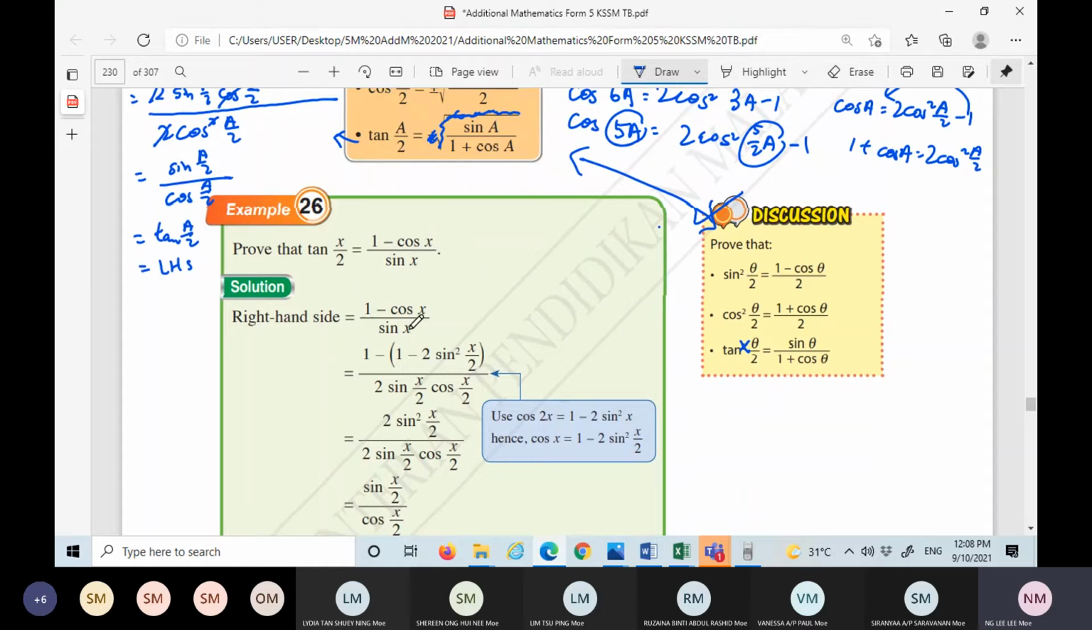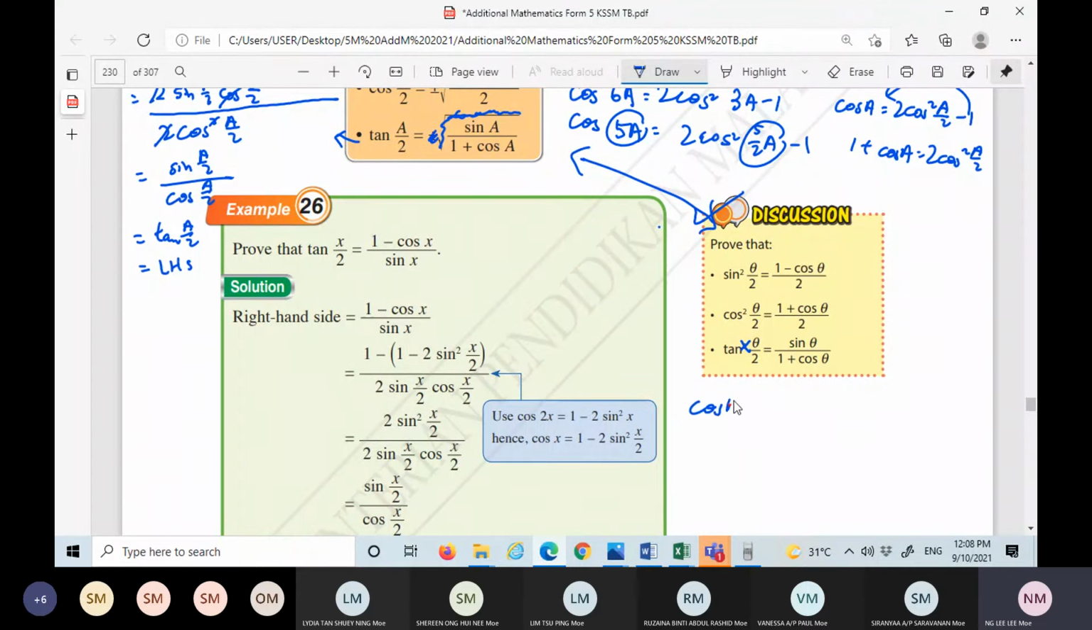So you see, we start from this side, the right hand side, which is more complicated. Sine x is 2 sine x over 2 cos x over 2, same like mine just now. Then 1 minus cos, just now it was 1 plus cos. So for 1 minus cos, you want to use this way, can? You don't want to use the way like me just now. I choose a suitable one for 1 minus cos.